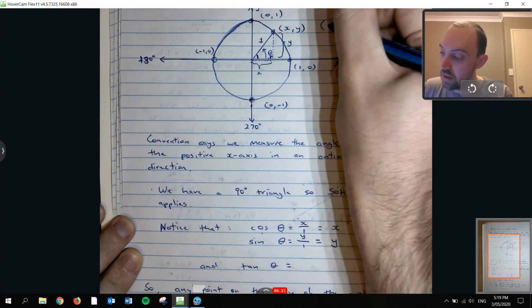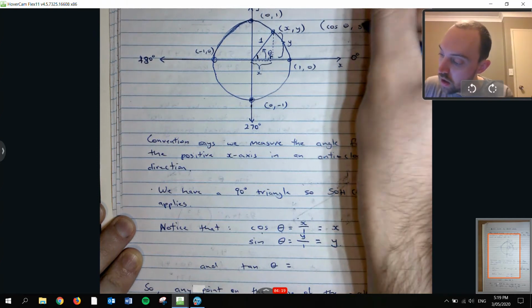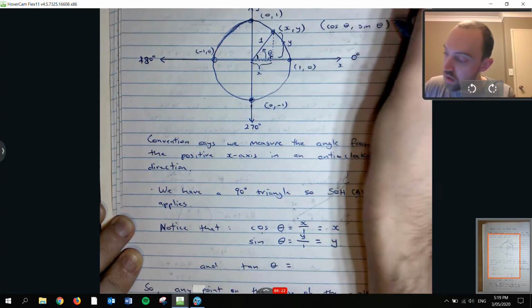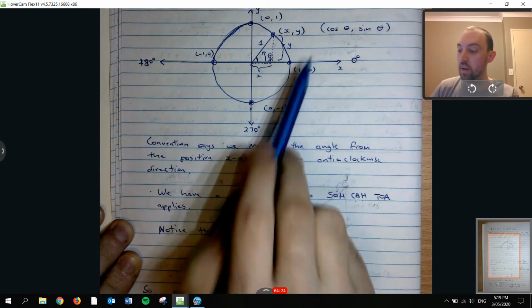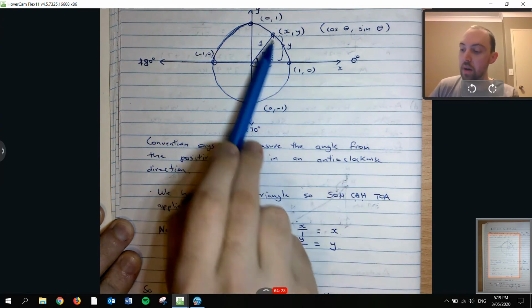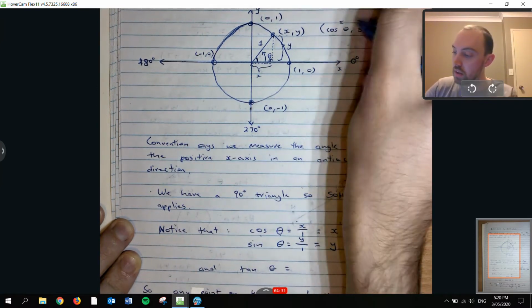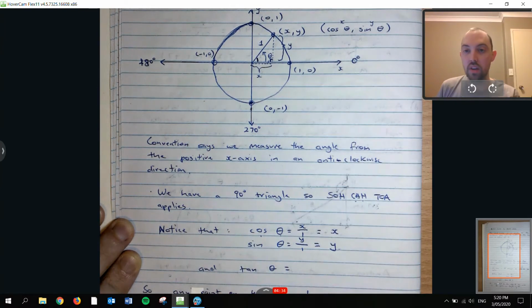So let me write this up here. Cosine theta, sine theta. That coordinate there is anywhere along our unit circle, where cos is your x direction, and sine is your y value. Cos is your x value, sine is your y value.